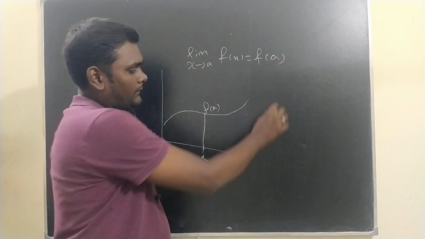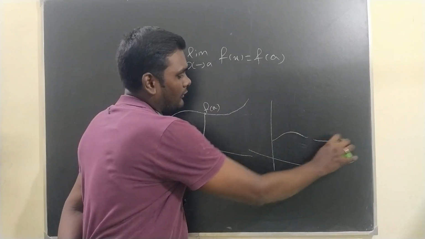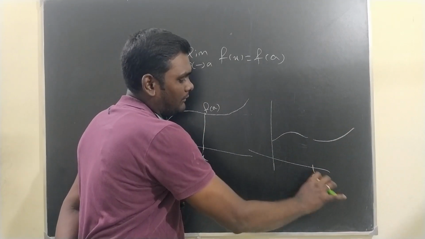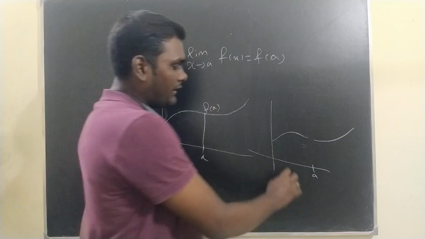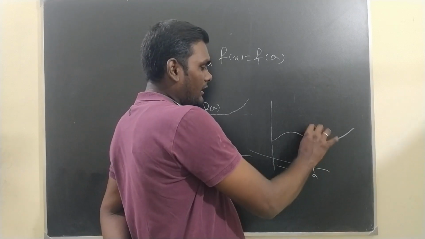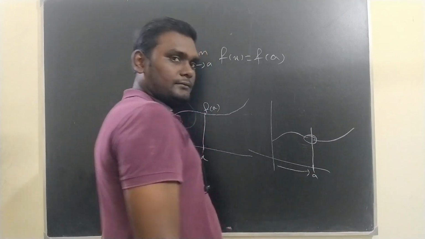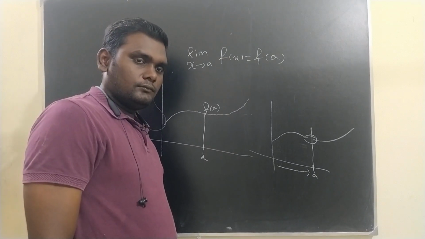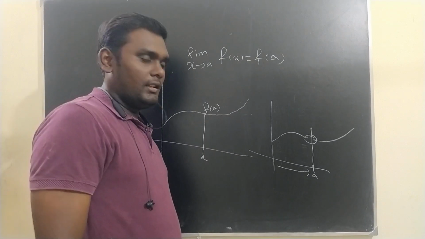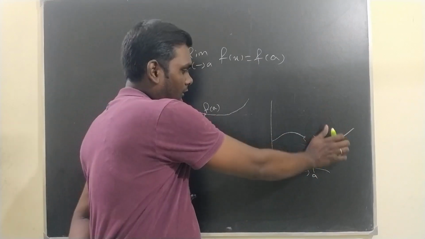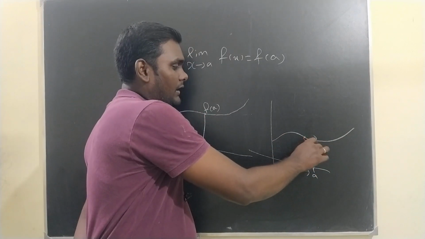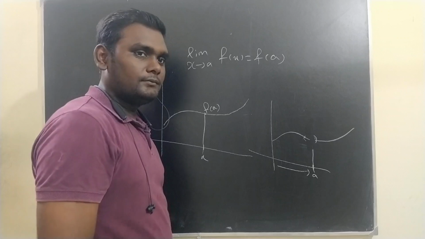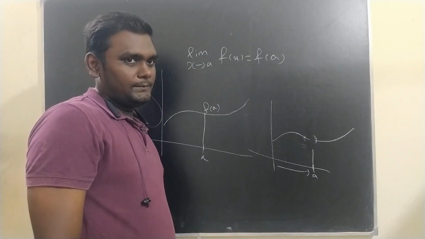Okay, suppose the function is going like this. Here we have the point A. When x approaches A, when we reach here, will f of A exist here? Maybe there. See the diagram. There is a hole. Nothing is there. The function is not defined at this point. So it is not continuous.